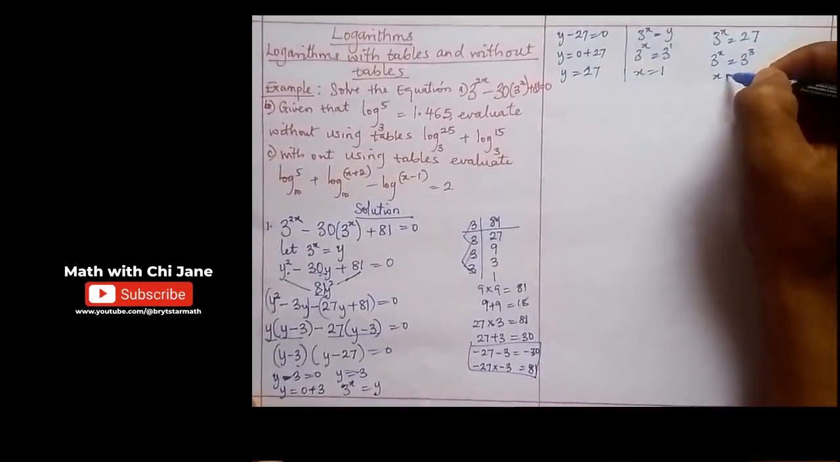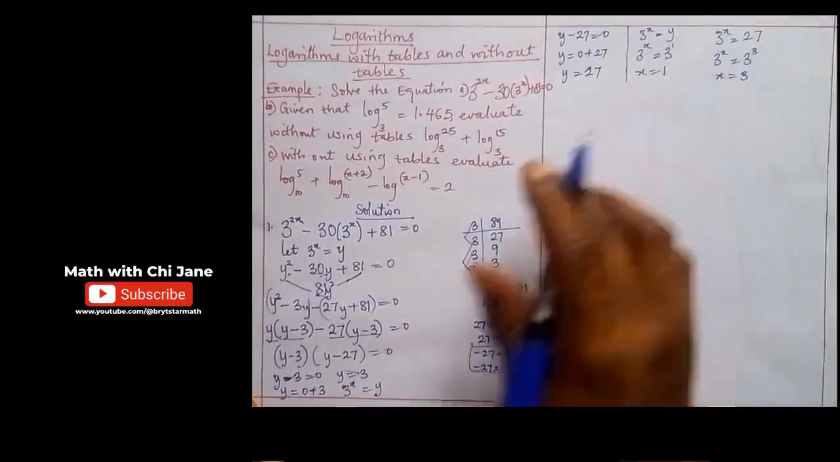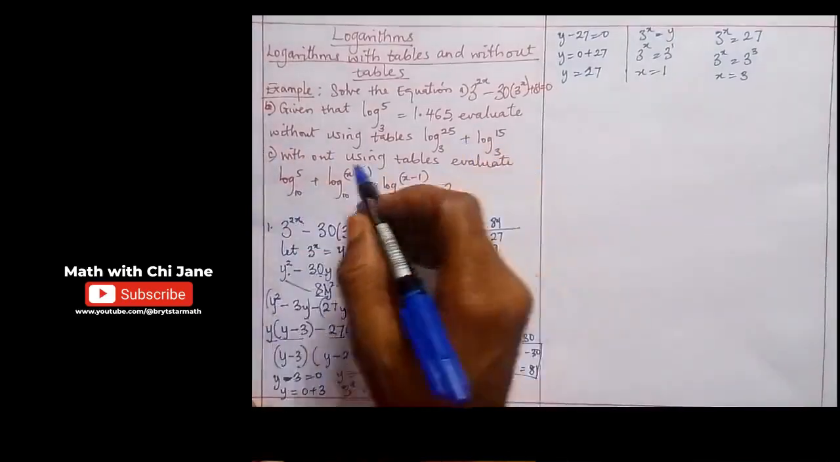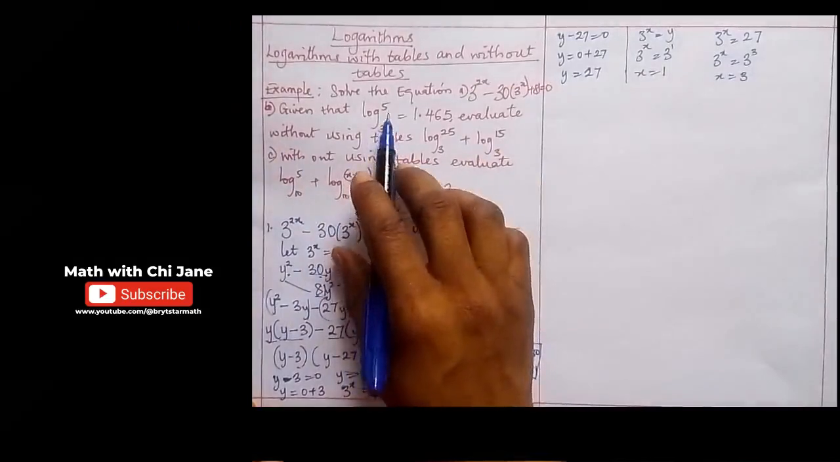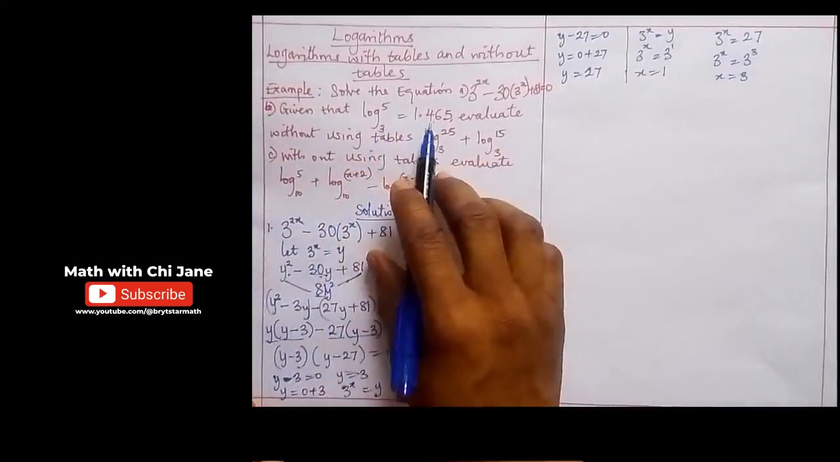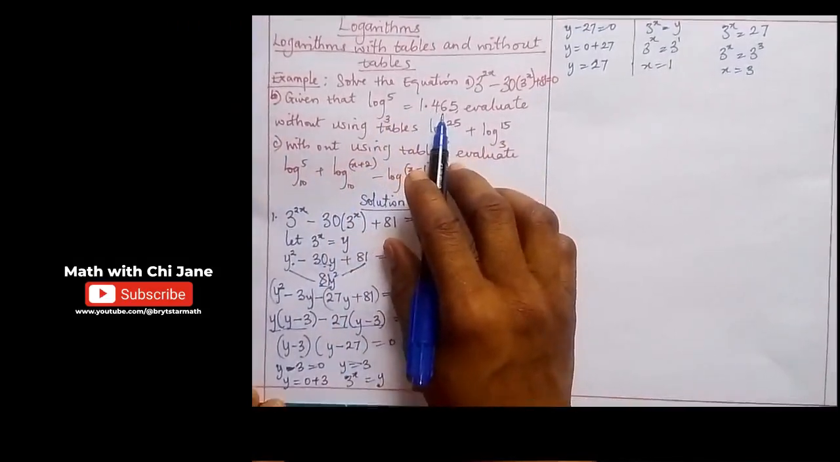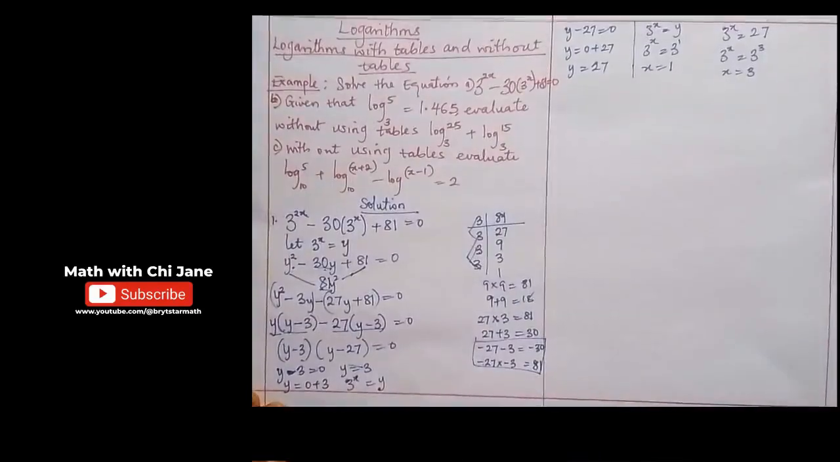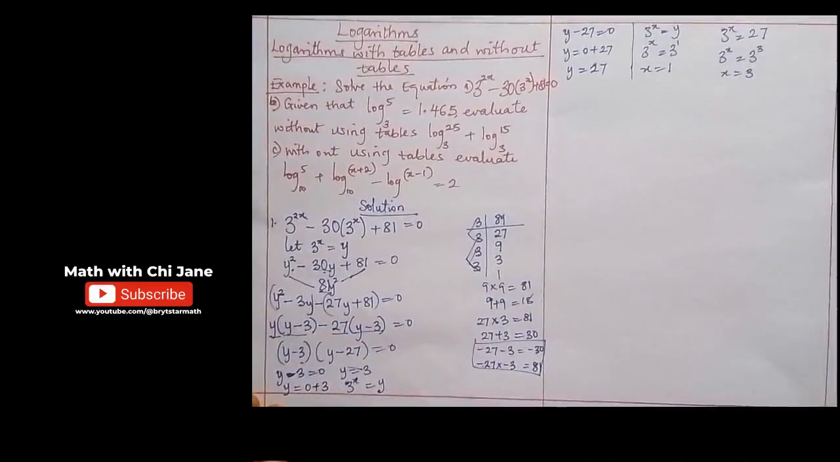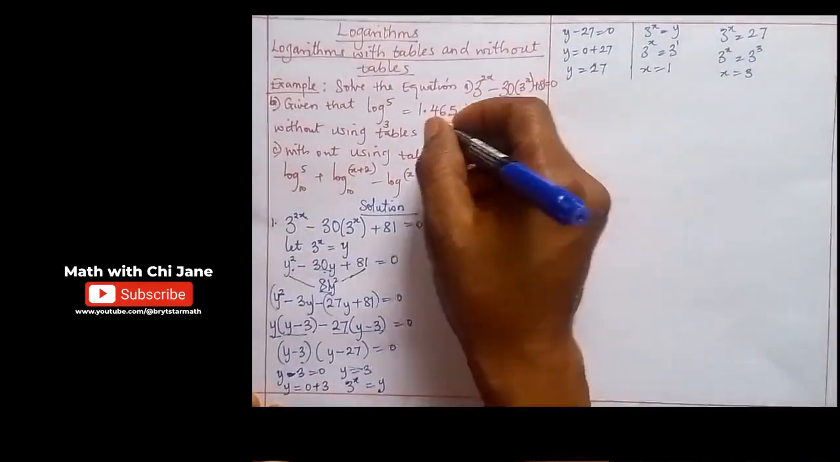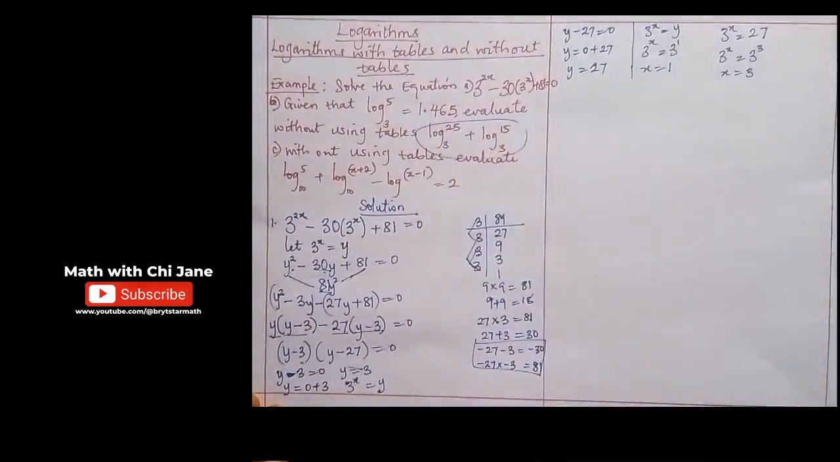Then x is equal to 3. The next question: given that log 5 base 3 is equal to 1.465, evaluate without using tables, meaning we are not using the table to solve this. This is what we are evaluating, this question.